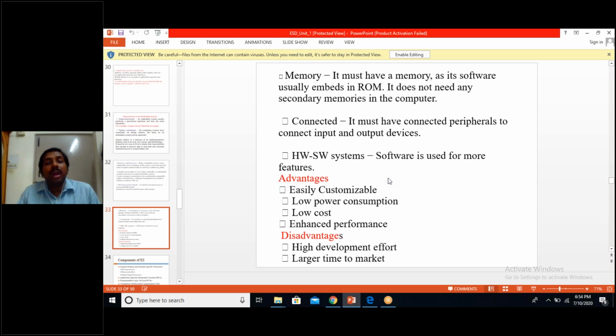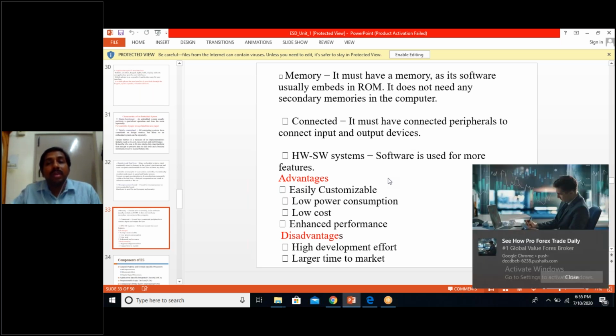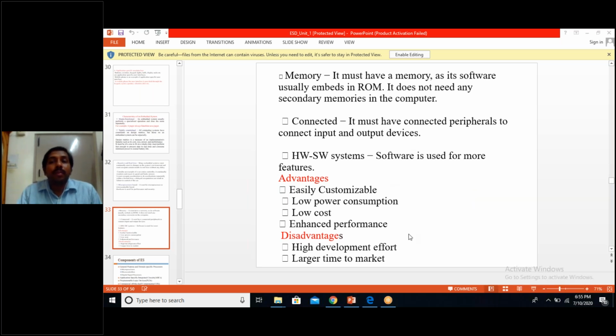So we require a development effort for getting an embedded system for a specific purpose, and a larger time to market. The time to market is larger because all applications are specific and requirement based. So based on this, we require a large time to market and high development effort for getting this embedded system.